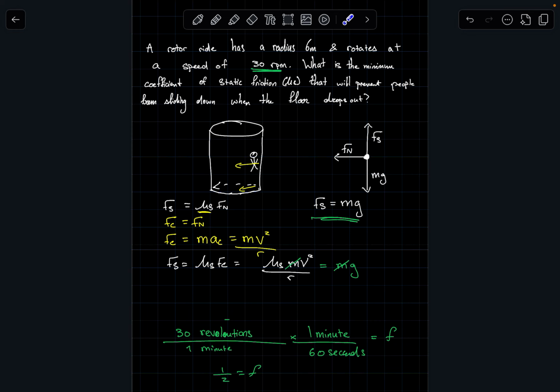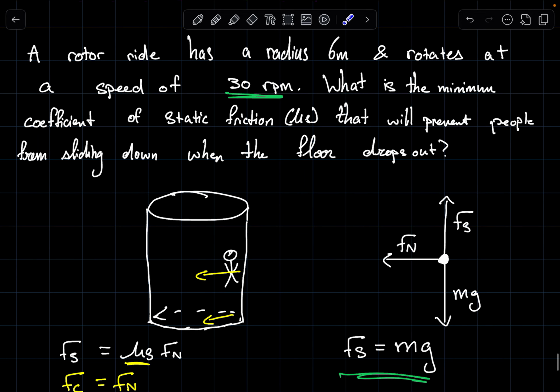So let's zoom into the question. A rotor ride has a radius of 6 meters and rotates at a speed of 30 revolutions per minute. What is the minimum coefficient of static friction that will prevent people from sliding down when the floor drops out?